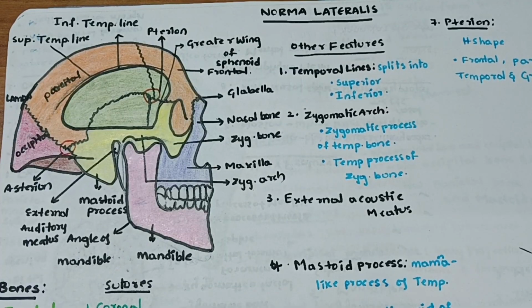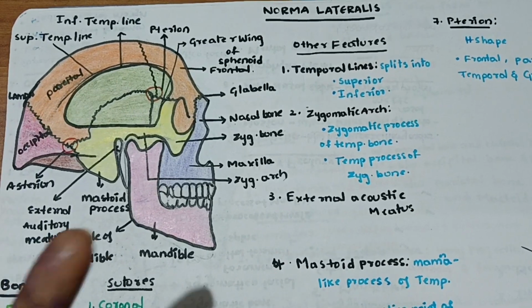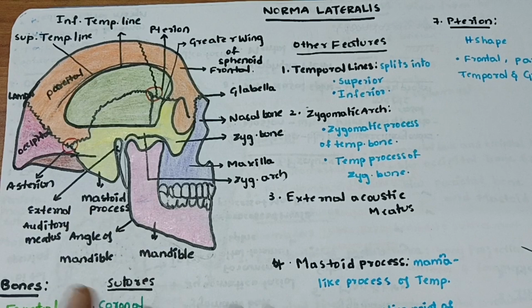Today in this video we are going to discuss the Norma Lateralis. We have completed a discussion on Norma Verticalis, Norma Occipitalis, Norma Frontalis. Today we are going to start with Norma Lateralis. First of all, let us see what are the bones involved in the formation of Norma Lateralis and the main sutures in the Norma Lateralis. First, let us see in the diagram, then we will go to the description.